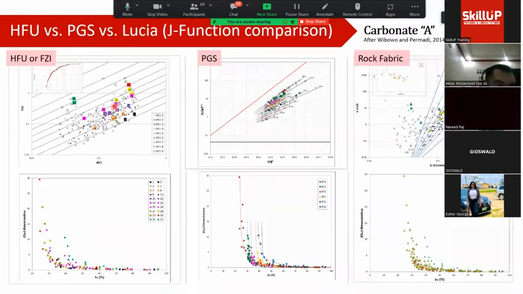We have the hydraulic flow unit or flow zone indicator methods. We have the PGS and we have rock fabric from Lucia. We use the same carbonate rock that we implemented from the study of Vibo and Permade in 2014. For example, in this hydraulic flow unit, we have the rock groups from the core data and routine cores, and we also see our special core data with the colors here. Then when we try to transform into the J function, we can see the overlapping between the rock groups from the hydraulic flow unit.